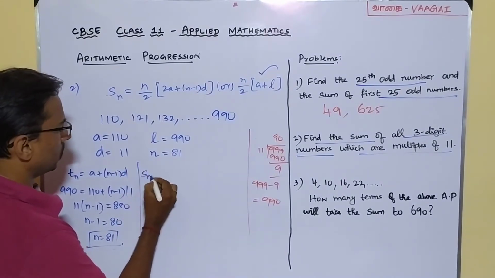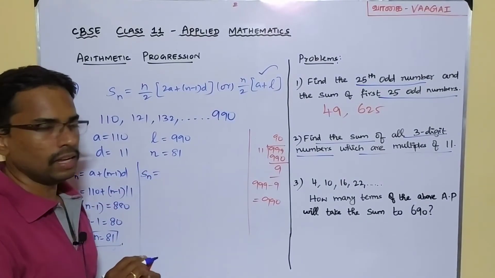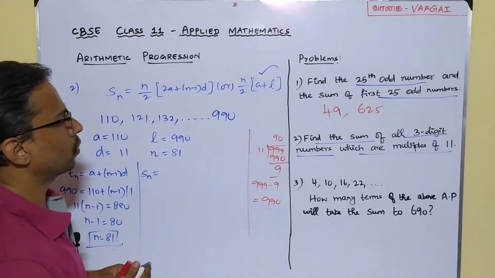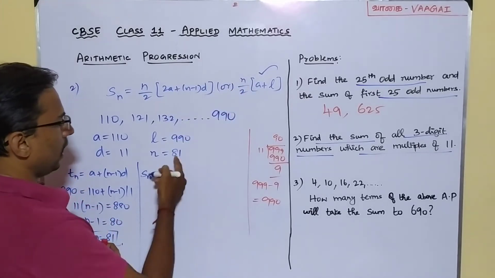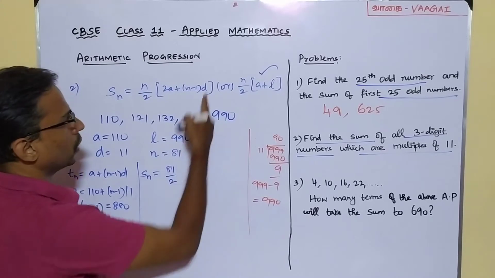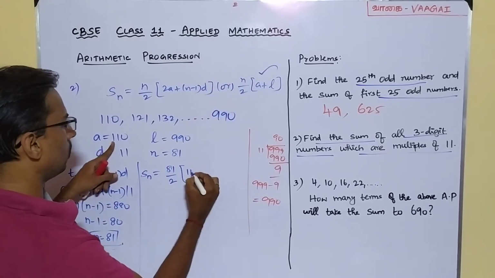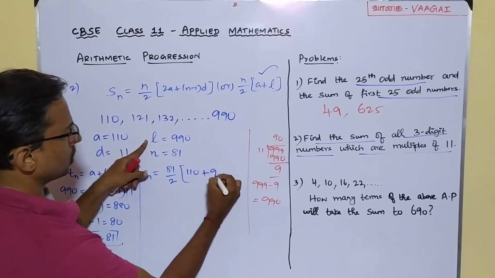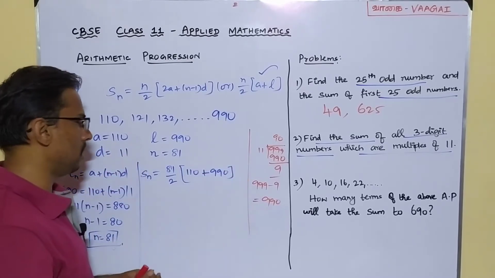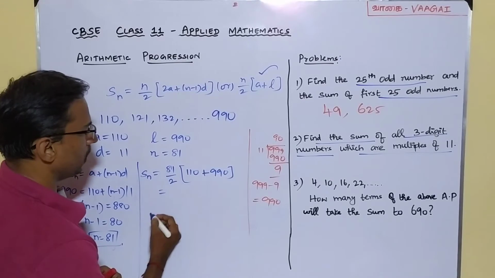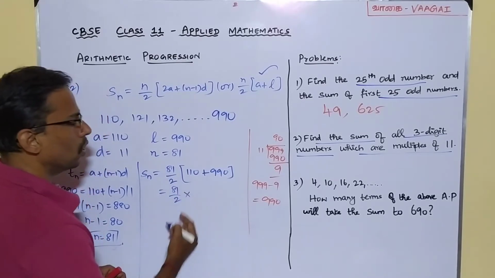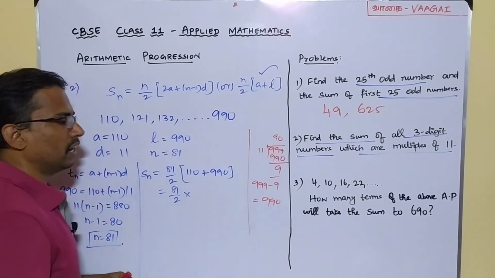So for that I have to take the formula for Sn. As I told, we can use the second formula. So Sn is equal to n by 2, that is 81 by 2, into A plus L. Our A value is 110 and the L value is 990. So this is going to be A plus L. That means we'll end up with 81 by 2 into 110 plus 990. So we need to add the values.